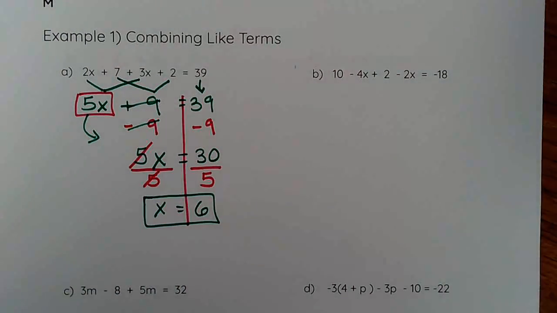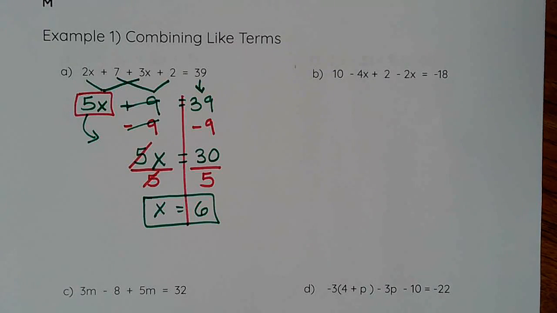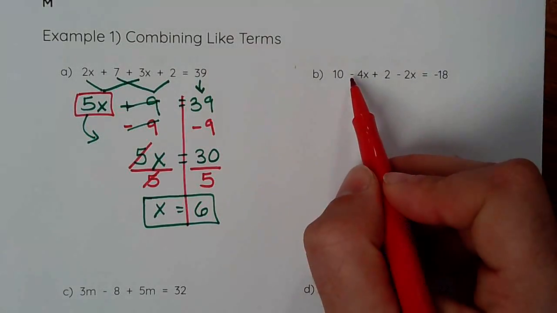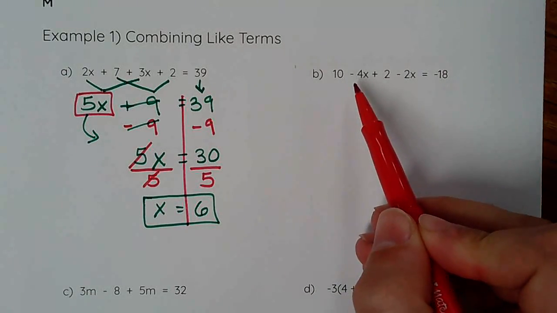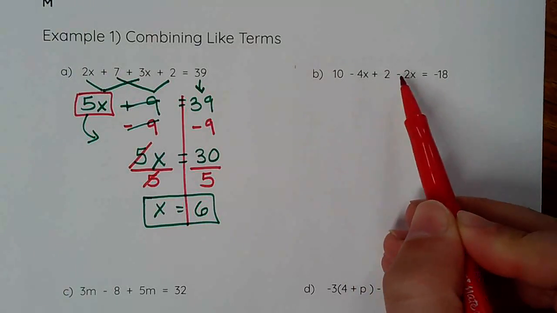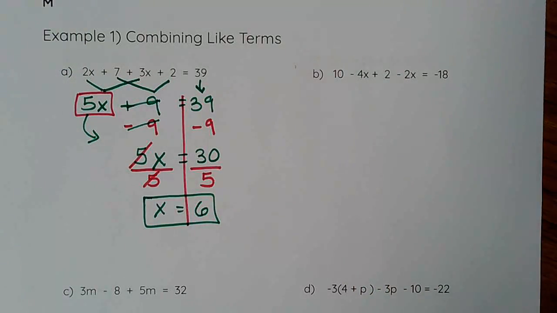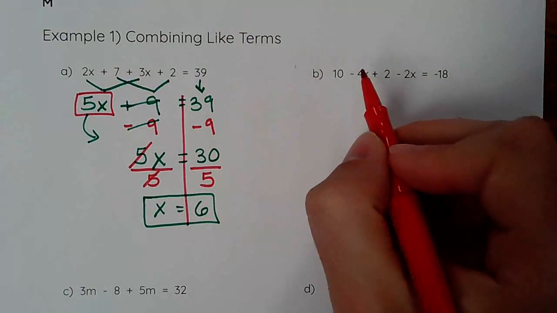Looking at problem B, 10 minus 4x plus 2 minus 2x equals negative 18. So I want to be really careful here because I have some negative signs that are kind of hiding out as subtraction signs. So there's a couple ways we can handle this. We could just make sure we're really careful and account for the negative each time. If you're worried that you might lose it, we can go ahead and change these.